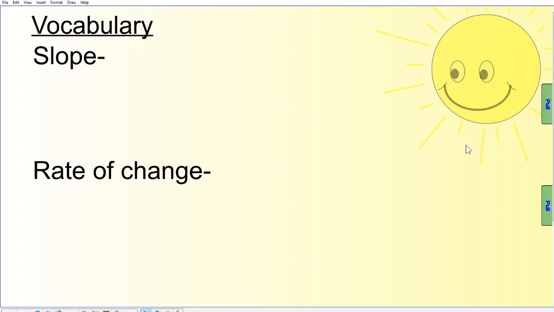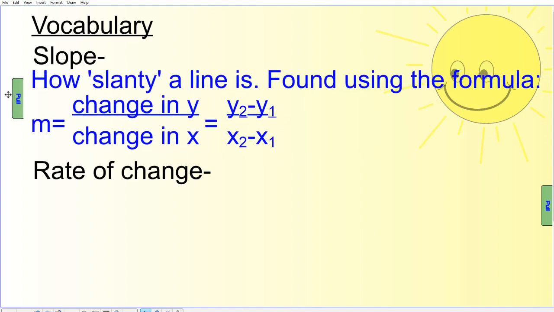All right, so we have two vocab words here. We have slope, and slope is how slanty a line is. And it can be found using this formula. Now, this looks a little ugly. The real formula, which is this one here, also kind of looks a little ugly. So here's what you really want to write down.